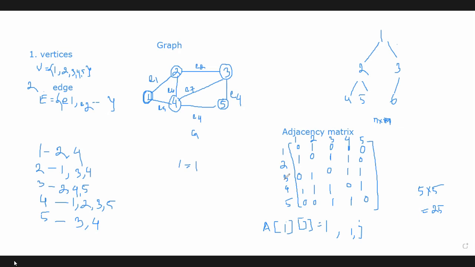Okay, now another is 3 and 4. When I equals 3 and J equals 4, here A[3,4] equals 1. If it equals 1, that means they are adjacent. That means there is a direct edge between 3 and 4. That is adjacency. Clear?